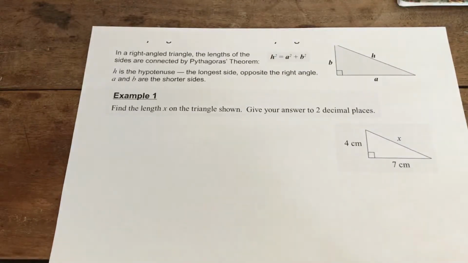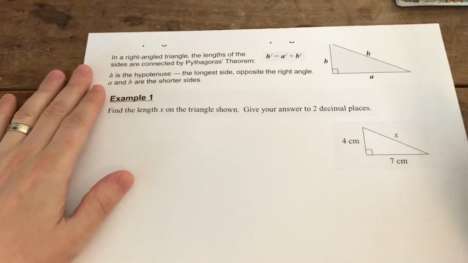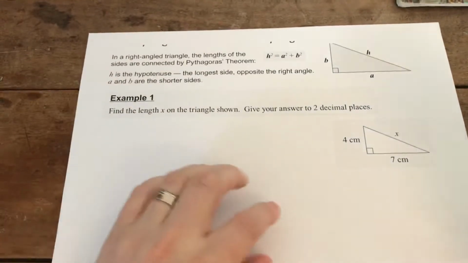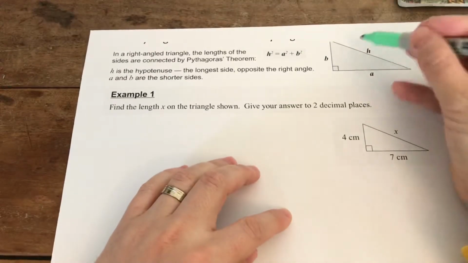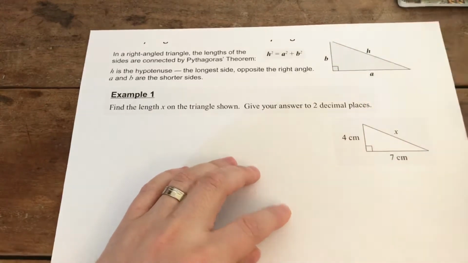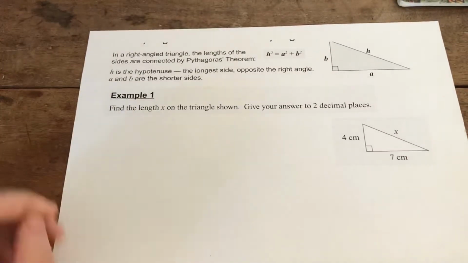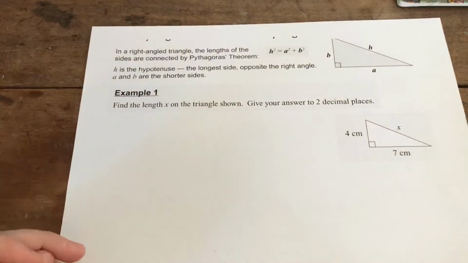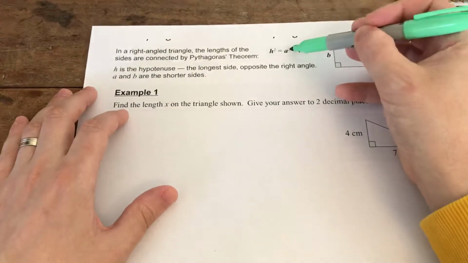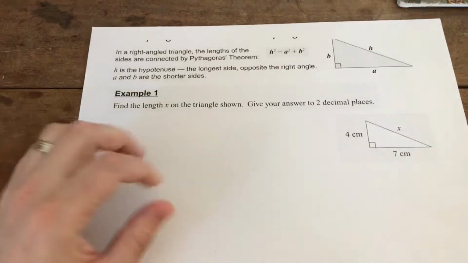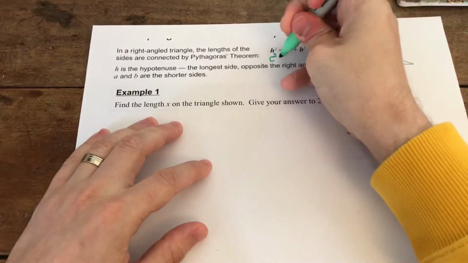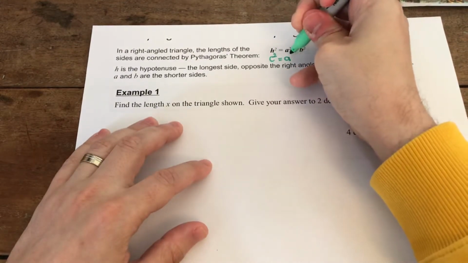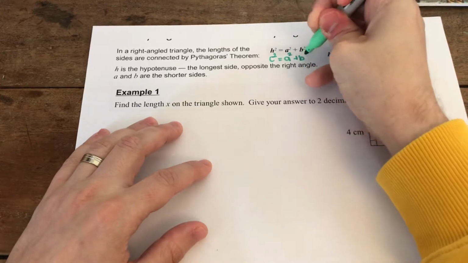So what you are going to be doing today and over the next week is looking at Pythagoras' theorem and finding out our missing side in a right angle triangle when you are given two of the sides. So Pythagoras' theorem, you should have seen or heard before, is h squared equals a squared plus b squared. Sometimes you see it as c squared equals a squared plus b squared.